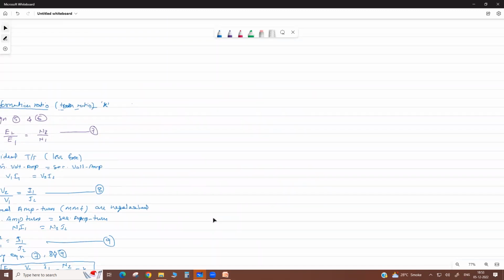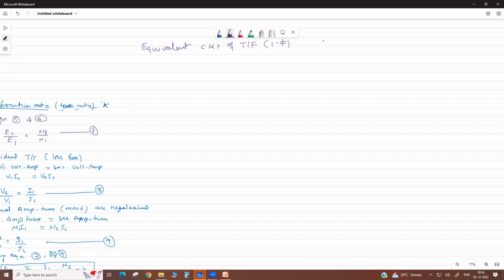Now I am coming again to the practical diagram. We can draw the equivalent circuit of a transformer. First we take the single phase, because a 3-phase transformer is also analyzed per phase. So you can write the equivalent circuit of a single phase transformer.